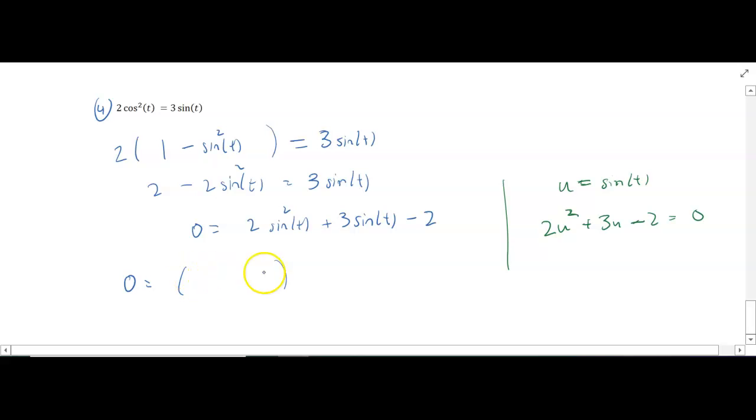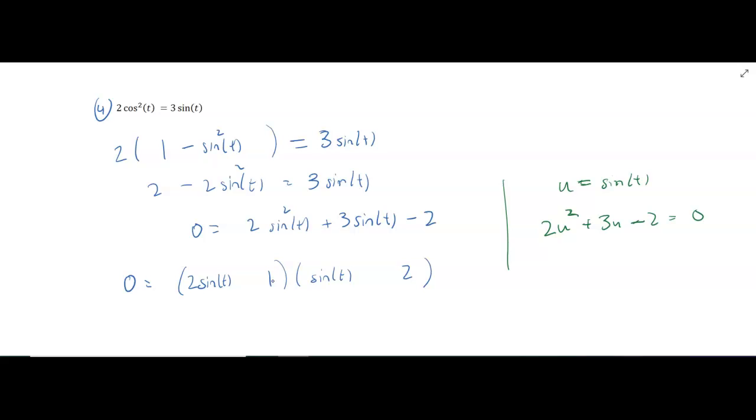All right, so if it's going to factor, it's going to be sine of t plus or minus a number, and then times 2 sine of t plus or minus a number. Now, these things must multiply to negative 2, so we're going to have 2 and 1, all right, 1 positive, 1 negative. Again, this is the way it goes. You can verify it after you watch the video, and it turns out that this is going to be sine of t plus 2, and then 2 sine of t minus 1.